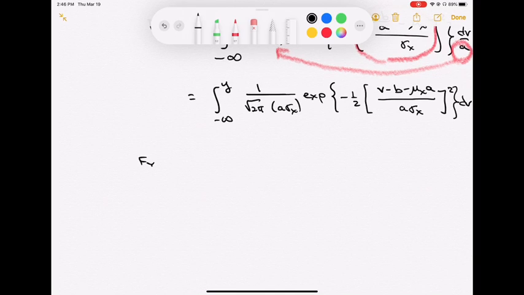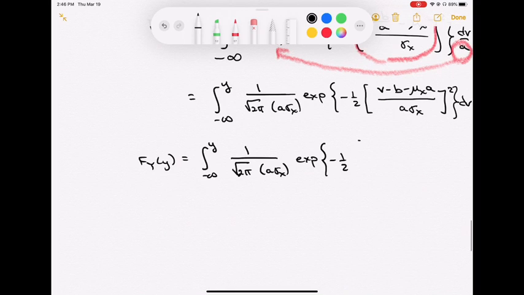This is still my fy of y. That fy of y is equal to an integral from minus infinity to y. And I'm going to do a little grouping in terms here that are familiar. I'm going to have a 1 by root 2 pi, and I have an a sigma x that I'm going to group together. And I have an exp, and I'm going to have my minus 1/2, and I'm going to have a v minus an a mu x plus b, divided by a sigma x, that whole quantity squared. Ran out of space here, so I still have that differential dv sitting in there, something along those lines.